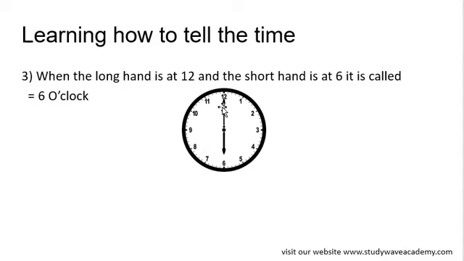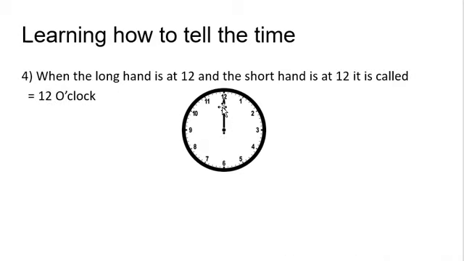I hope we are enjoying learning about time. Good. We have here, when the long hand is at 12 and the short hand is at 12, it is called what? It's also called 12 o'clock.